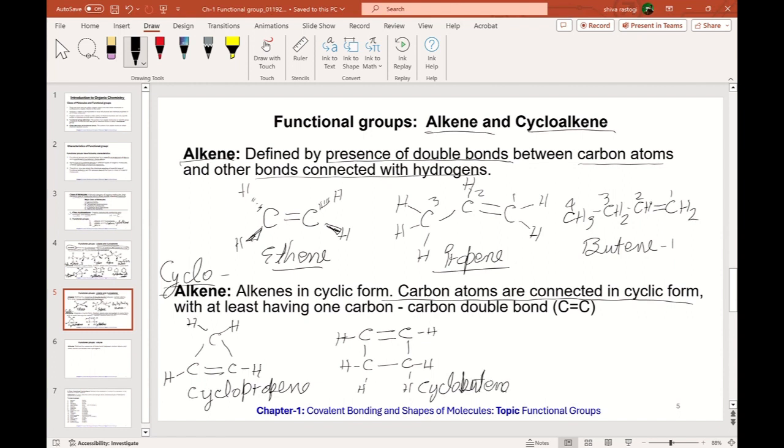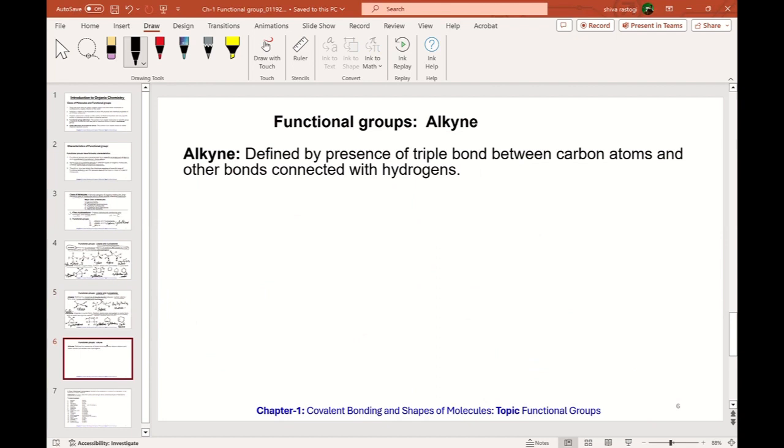Similarly, we can also write cyclopentene. This is cyclopentene. And we also can write the cyclic form of cyclohexene. So this is cyclohexene. And then we'll talk about the cycloalkyne.